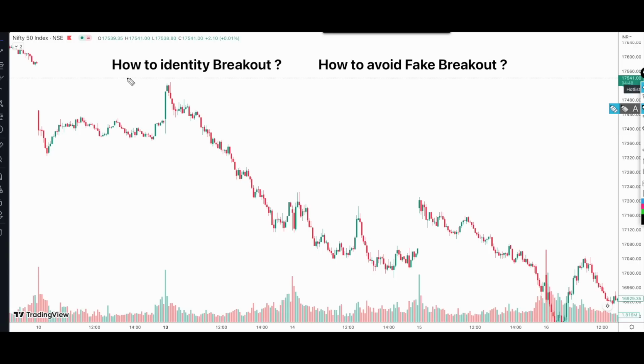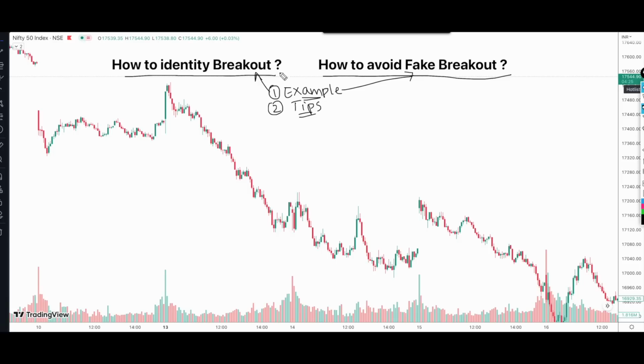Traders, now we have come to the main session where we discuss how to identify a breakout and how to avoid a fake or false breakout. First, I will be giving you some examples. We'll be seeing some examples of breakout and fake breakout. After that, I will be providing you all the tips that you need to follow while you're planning to enter at a breakout. So let's start looking at the example.